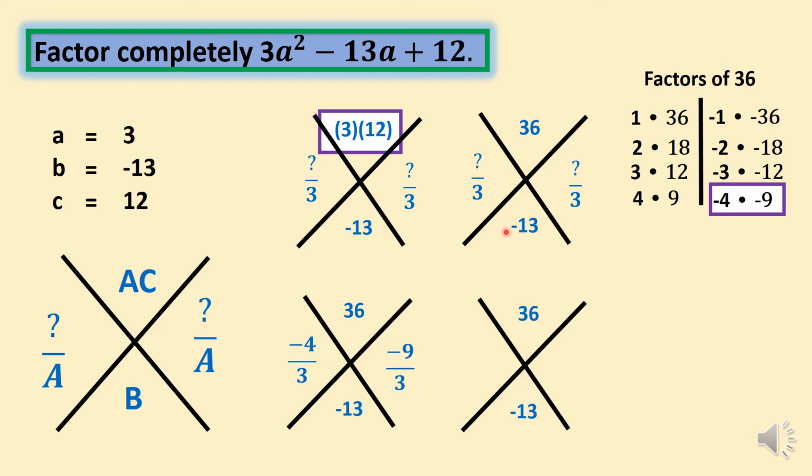Next, so copy again 36 and negative 13. Ito hindi na pwedeng i-simplify, kopyahin lang natin yan. And then for this one, negative 9 over 3, pwede siyang i-divide. So negative 9 divided by 3 is negative 3. Okay, next. So factored form na natin.